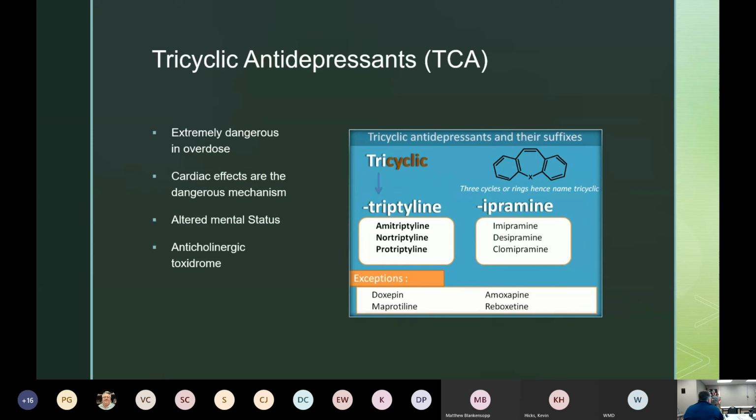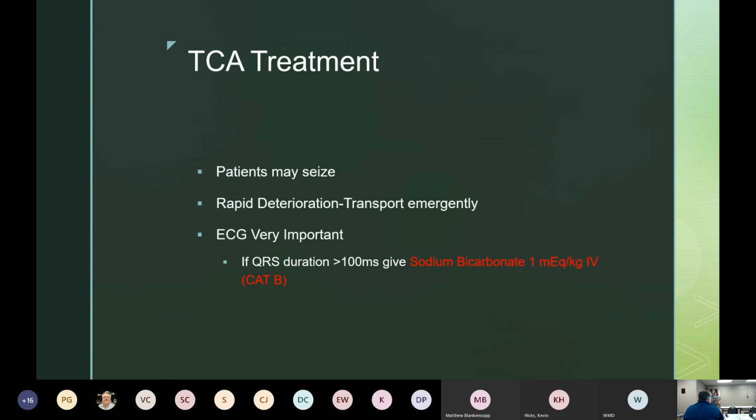So the main thing we look at for this is getting an EKG up front. If the QRS is wider than 100 milliseconds, then the standard is a Cat B, but is to give sodium bicarb at 1 milliequivalent per kilogram. So in one vial of bicarb, it's going to be 50 milliequivalents. So usually for a normal adult patient, you're going to be giving 2 amps of bicarb.